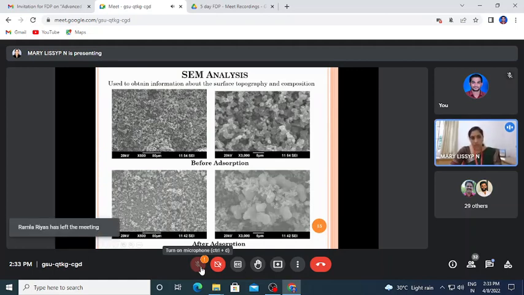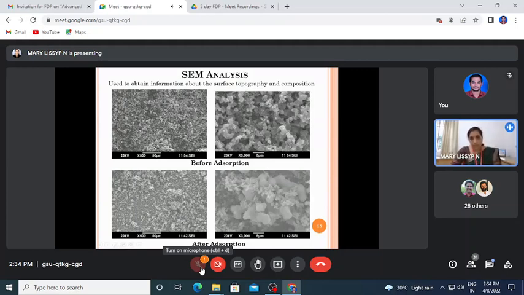Some structural changes are observed in this picture, but you can see more clearly in this 5 micrometer magnification. In this slide it is clearly visible that the metal ion, whether it is copper, chromium, lead, whatever it may be, has adsorbed onto the binding sites after the adsorption process. This is the interpretation of SEM analysis. In some cases, this kind of adsorption will not be visible, but no problem.